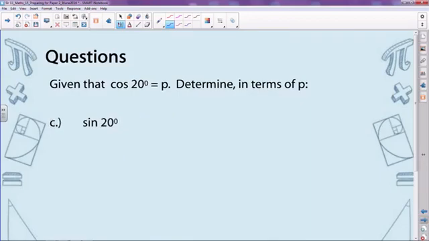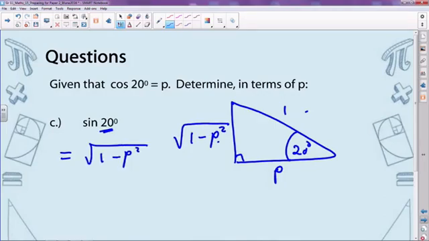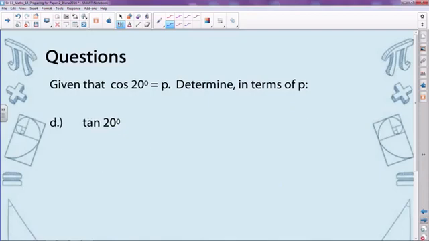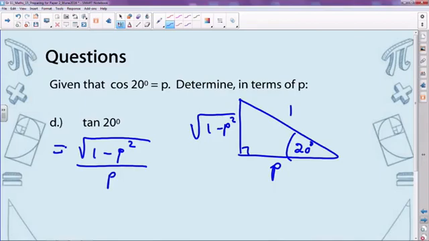Now, sine 20. This is where the tricky part comes in. Let's go back to our diagram. This is 20 degrees. That's P, and then 1, and then the square root of 1 minus P squared. Sine 20 is y over r, so it's going to be the square root of 1 minus P squared over 1, which gives us the square root of 1 minus p squared. Then next, your tan 20, we still have that diagram. That's the p, that's 1, square root of 1 minus p squared. The tan is y over x, so it is the square root of 1 minus p squared all over p.